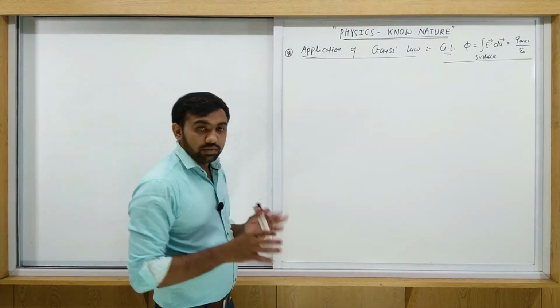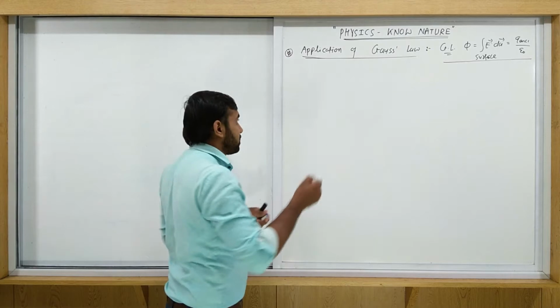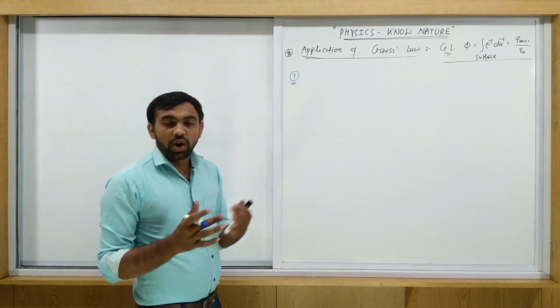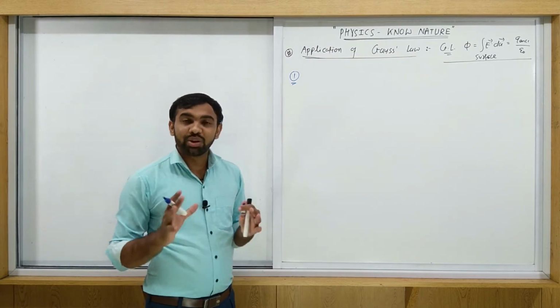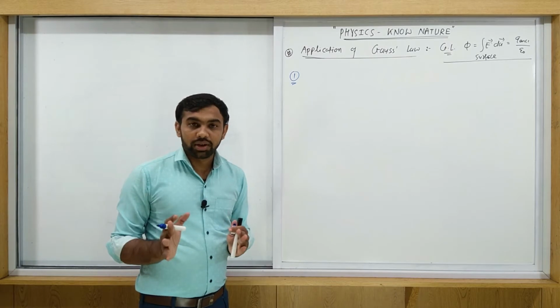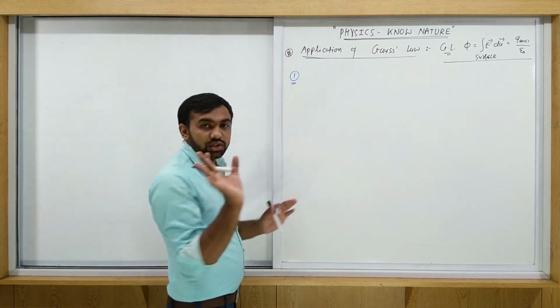Now out of this we have a total of 4 applications. Let's start with the first one: the electric field produced due to any symmetrical geometry. Electric field produced by uniform symmetrical geometry. So that is the use of Gauss law.